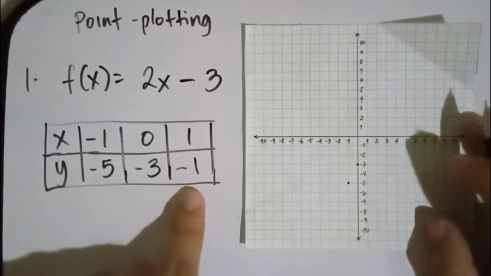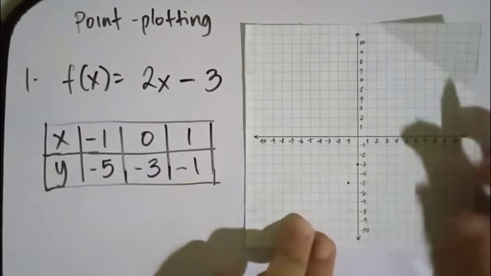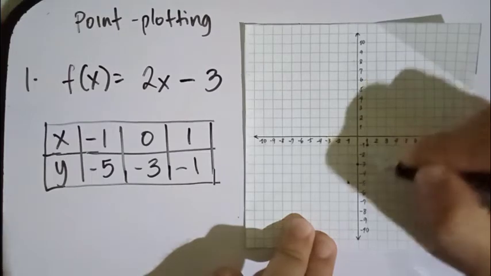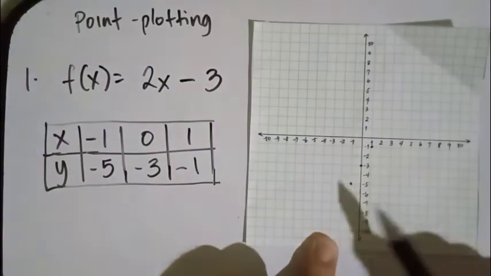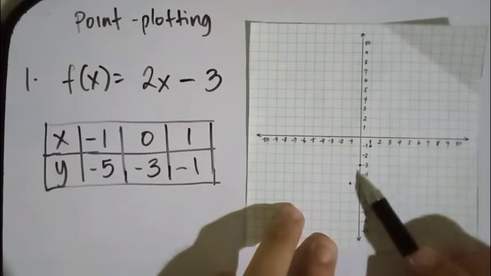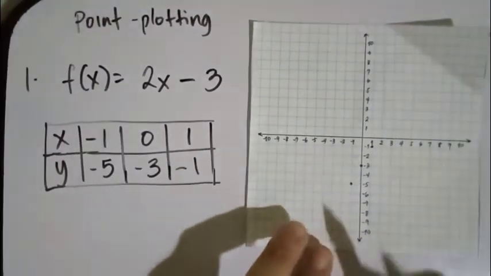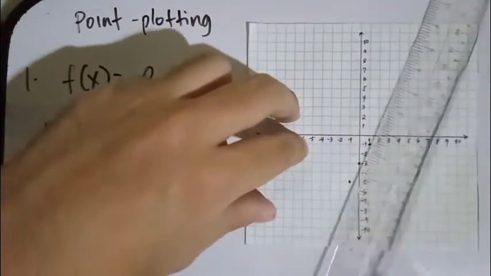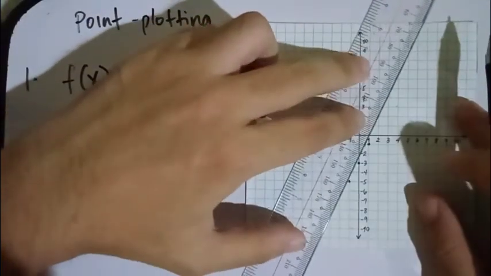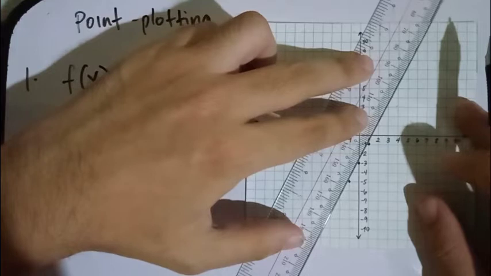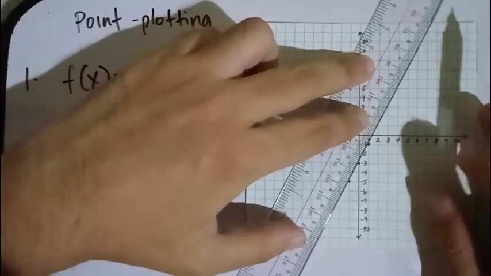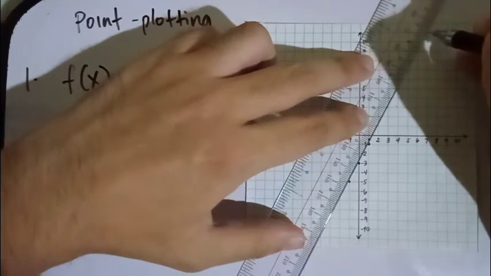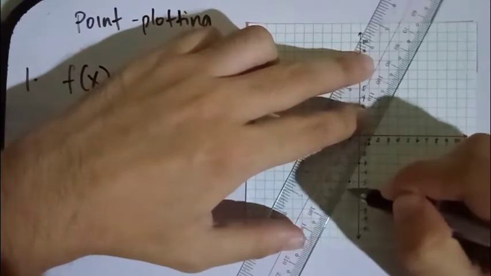Tapos 1, negative 1. So, i-plot natin yung pangatlong point and dito siya. Ayan. So, we have 3 points here and nasa iisang line siya. So, i-connect natin itong points na to with a straight line. So, dapat isagad yung line, isasakop mo na yung buong Cartesian plane, ano. So, parang ganito.